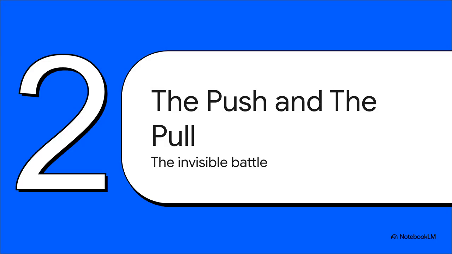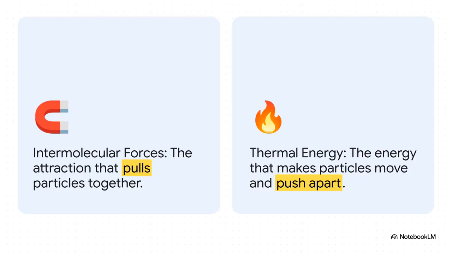Okay, so the big question is, why? What actually makes something a solid, a liquid, or a gas? Well, it all comes down to this constant, invisible battle that's happening between 2 totally opposing forces. So, in one corner, you've got the pull. This is what we call intermolecular forces. It's like a kind of molecular superglue that's always trying to pull particles together.